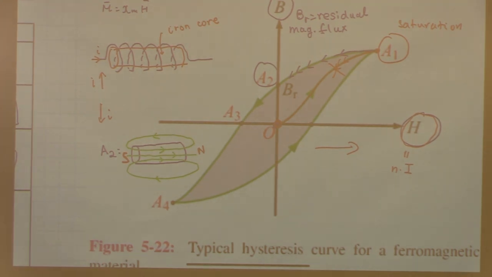And you see, to complete this curve now, I go past this point. How do I go past this point? Any ideas? How do I start getting negative magnetic field intensities? Yeah, go ahead. Reverse the current. So now I will start to reverse the current.